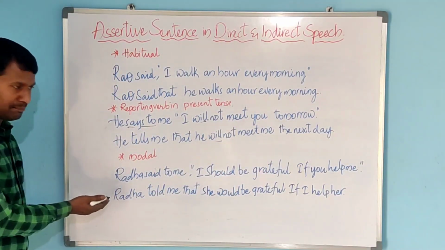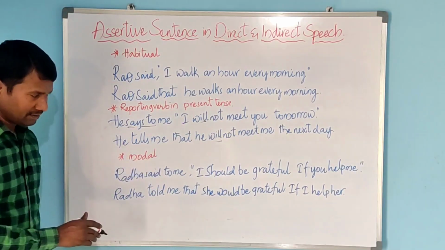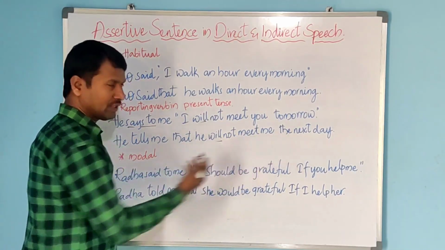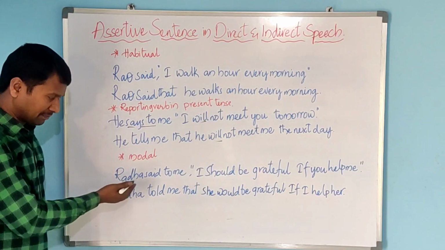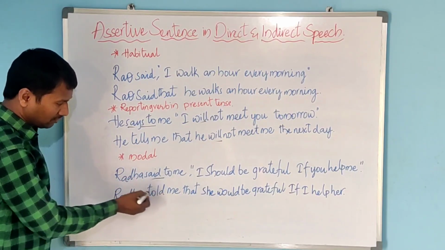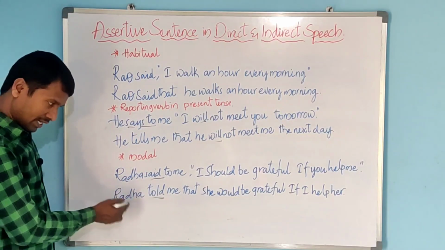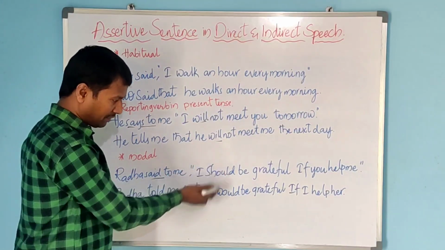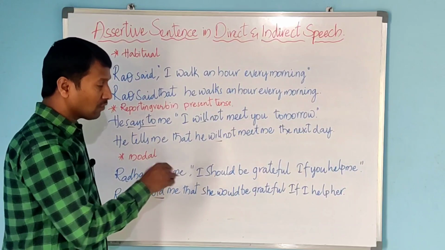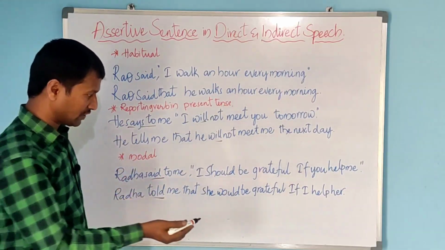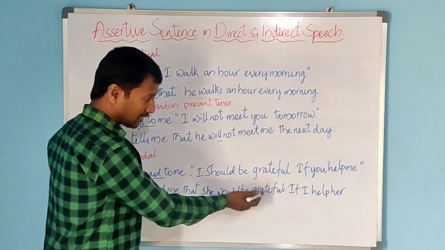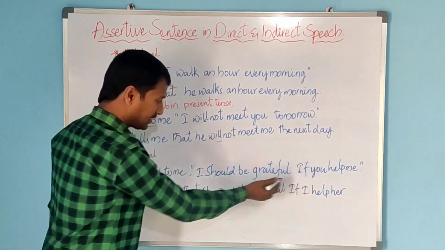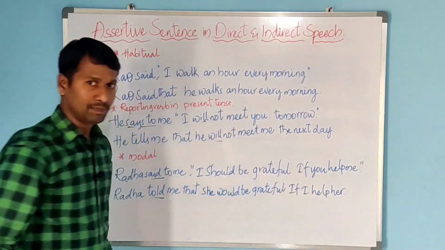If you see this example, Radha said to me, I should be grateful if you help me. The reporting verb is in past tense here. Said to changes into told. Now Radha told me that I changes into she, and I should be changes into she would be. We prefer would past form when we express obligation in the past. So she would be grateful if you changes into I here. So if I help her.